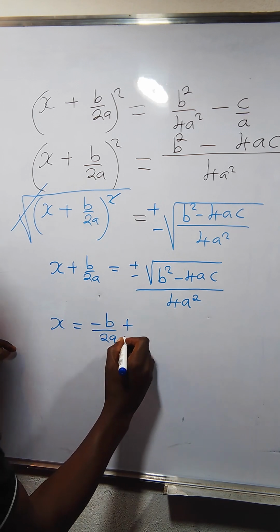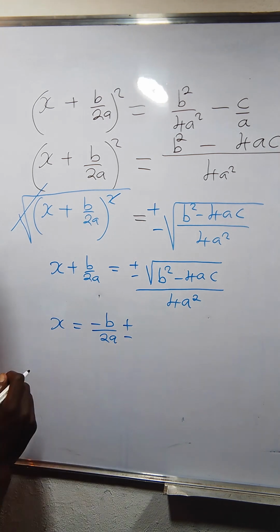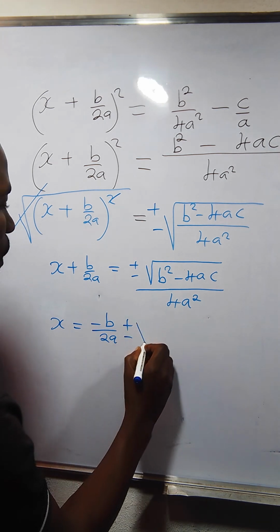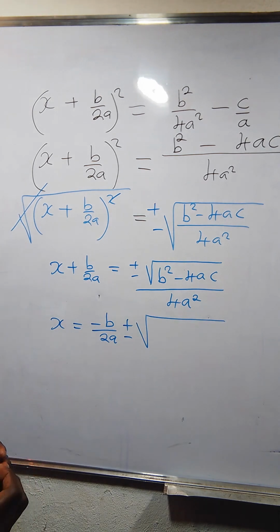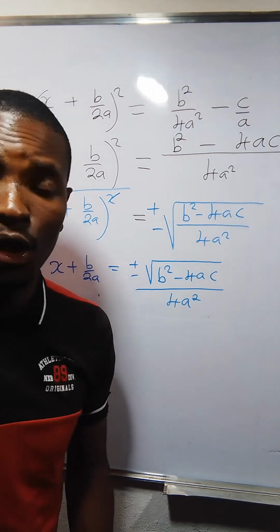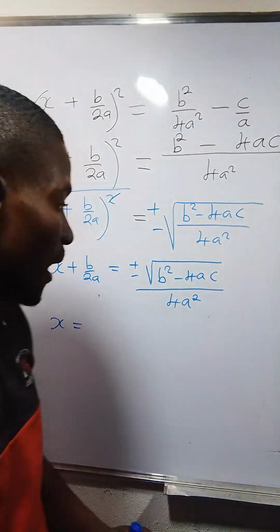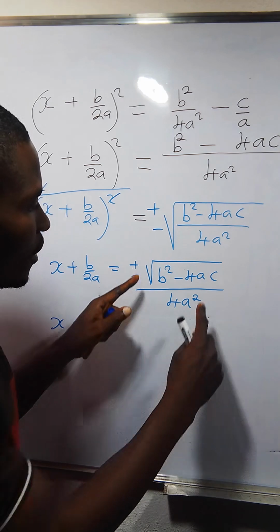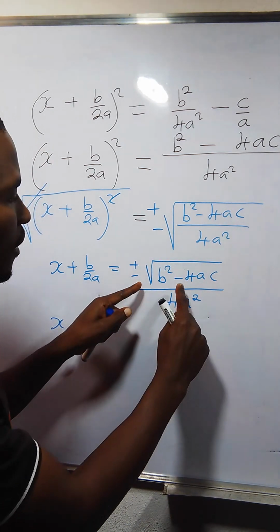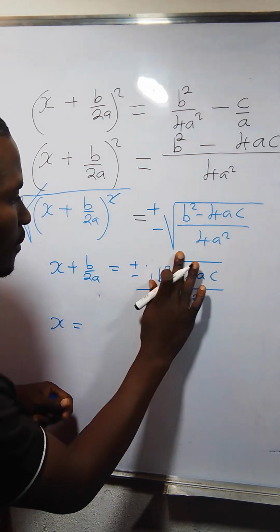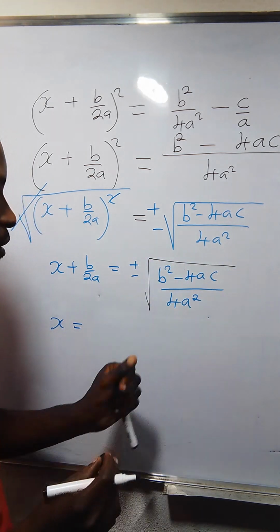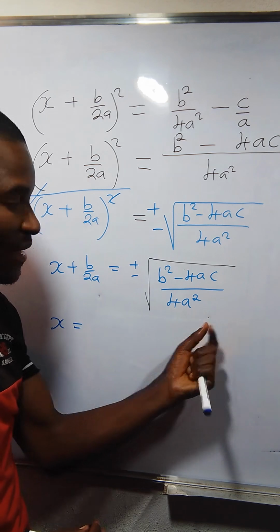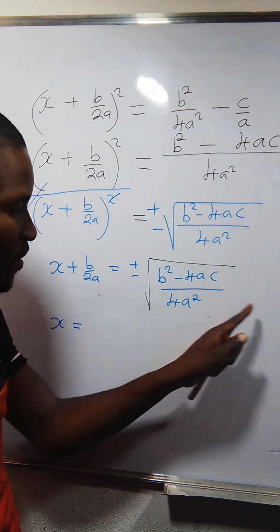plus or minus the square root. Let me do this. Now before we shift that, this square root is like this. So the square root is applying even for the 4a squared.